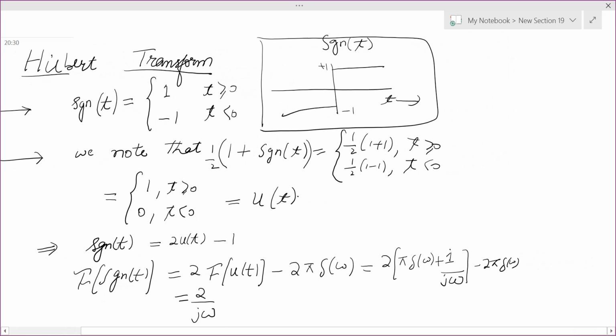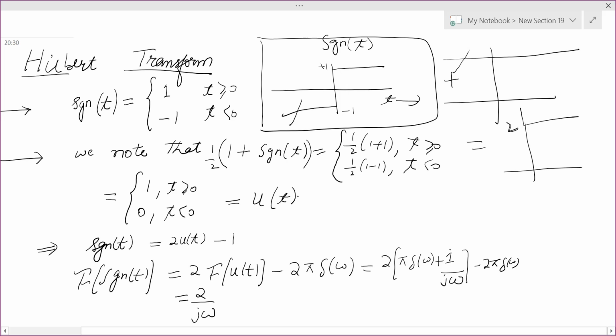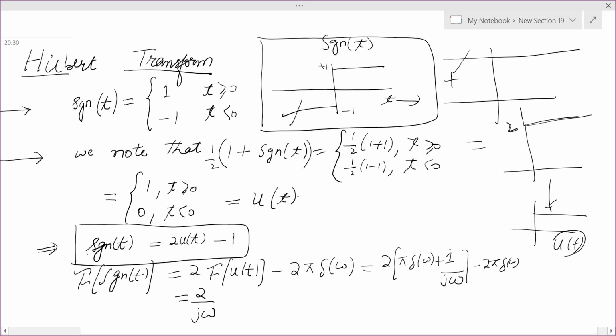You can see from this figure, if to this figure we add 1, 1 is simply this. What will you get? This part gets cancelled with this part and you will get 2 here, right? Now if you divide this by 2, you will get this function. This is u of t. So we have an important relationship: half of 1 plus signum is equal to the unit step function, or signum is equal to 2 times u of t minus 1.